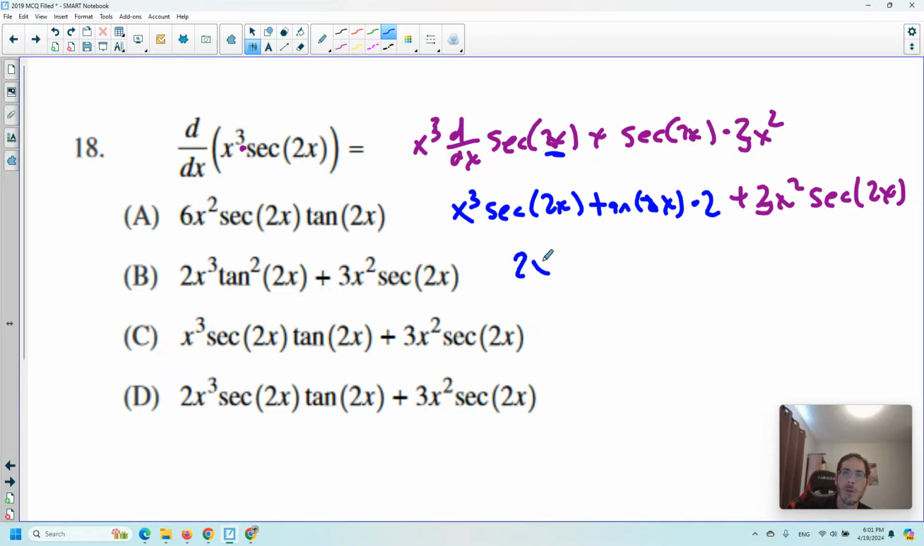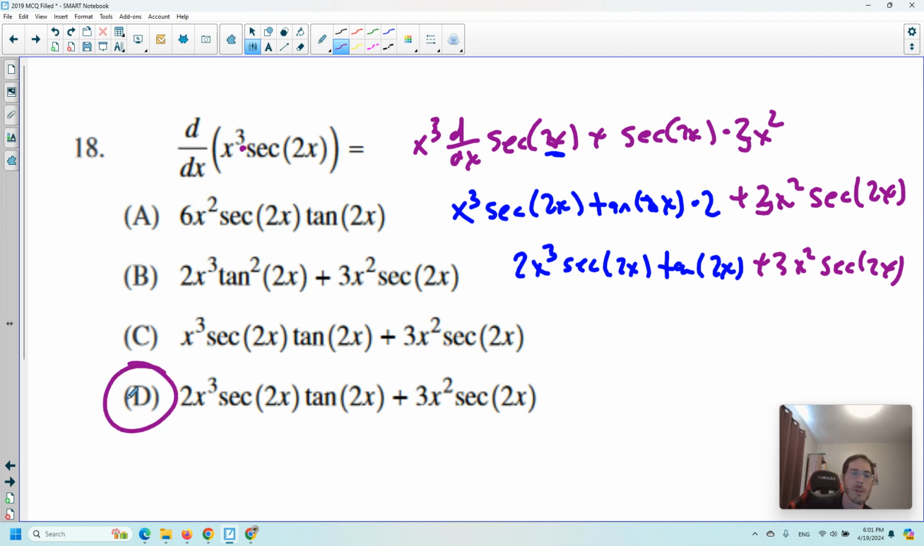So let's see. We got 2x to the third, secant 2x, tangent 2x, plus 3x squared, secant of 2x. This one, that's the one we go with. Not too bad. So product rule with the trig chain. But again, since we know those trig chain rules, we went over those, that's going to be pretty easy.